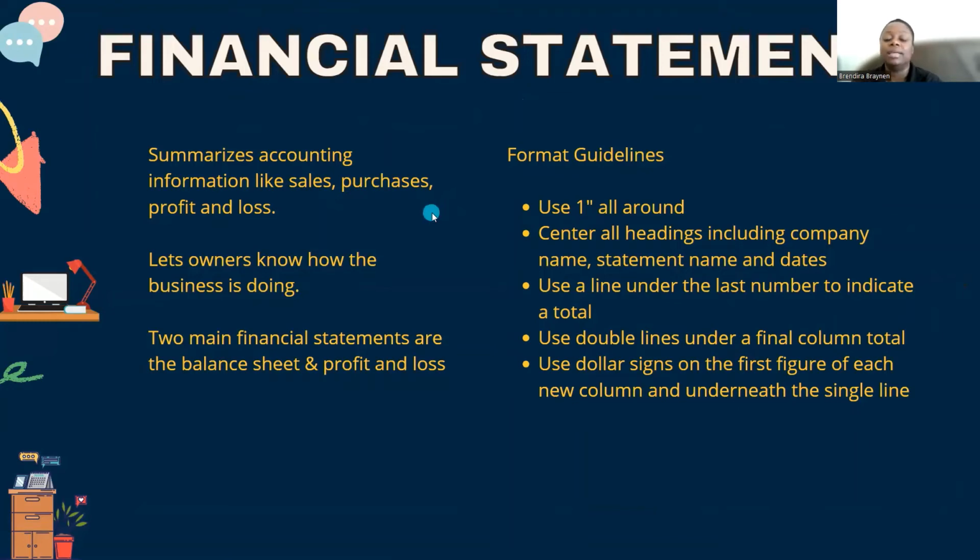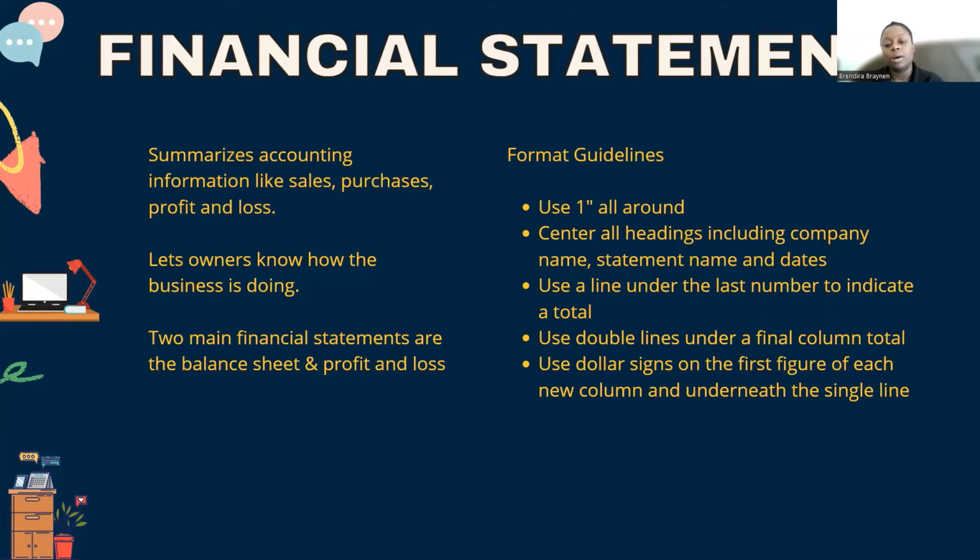And so the format guide given is that you use 1 inch all around, meaning top, bottom, left, and right is 1 inch of margin space. Each of the financial statements should have a heading, and they should be centered on the page. And so you would center all headings, including the company name, the name of the statement, whether it's a balance sheet or the profit and loss, and the dates related to those statements, because both statements are prepared for a particular period of time. And so that's a key format to know.